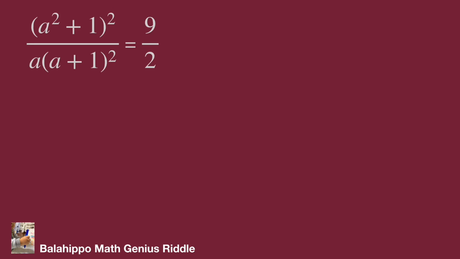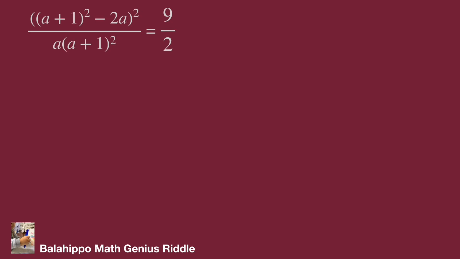(a² + 1)² over a times (a + 1)² equal to 9 over 2. Treat a + 1 as a factor. It could be an easy way. So I'm going to generate a + 1 factor. Then adjust (a² + 1)² to become ((a + 1)² - 2a)².